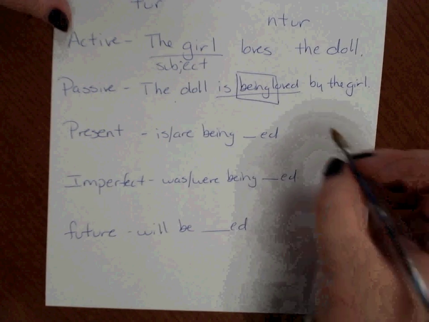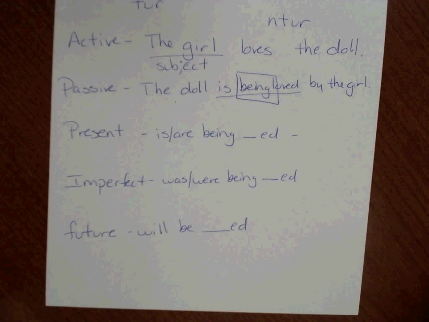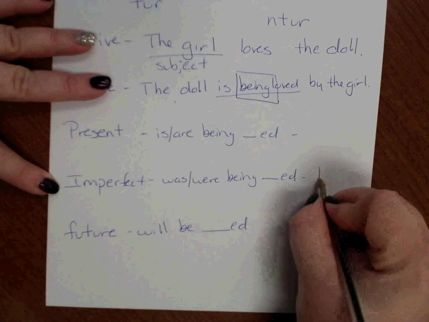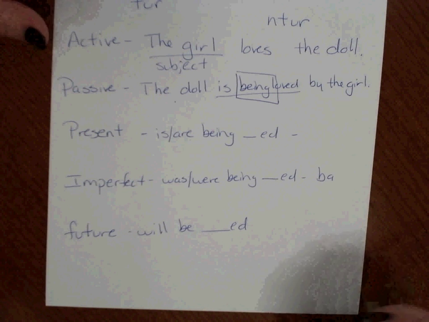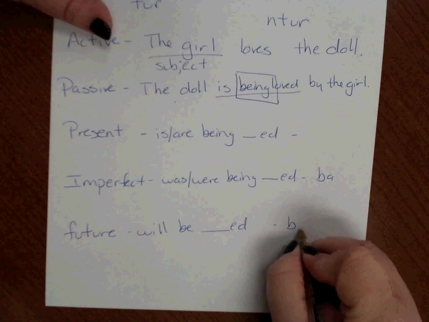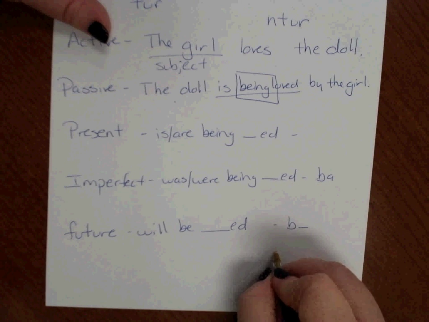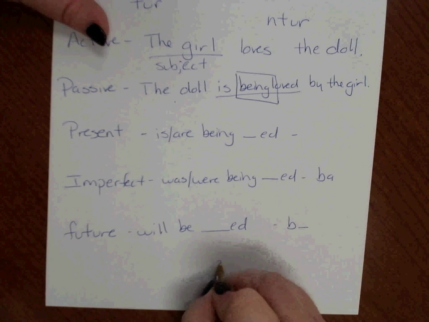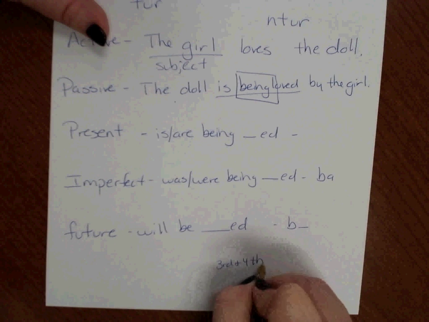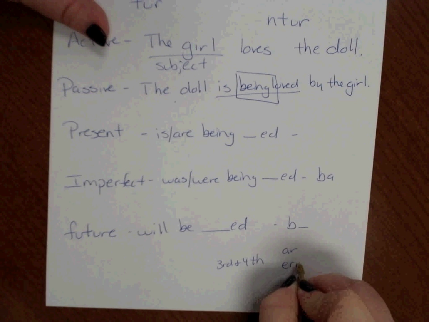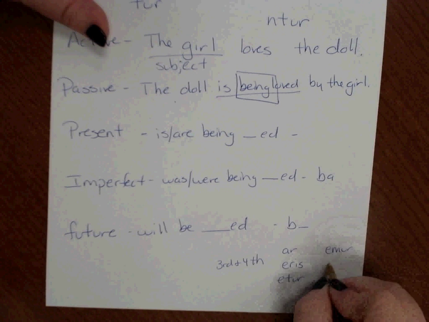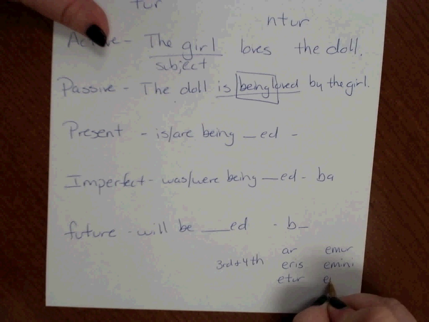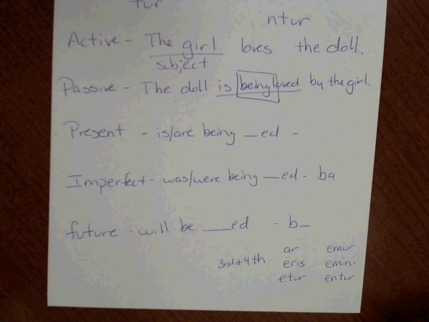Okay, so then you're talking about, well, what are the letters that mark the tenses? Imperfect is always marked by -ba-. And remember, right now we're talking about regular verbs. For the future, it's marked by -b- and something else, or the endings for third and fourth conjugation, and I'm just going to write this right here: -ar, and then -eris, -etur, -emur, -emini, and -entur. Okay, so you've kind of got to be comfortable with the dictionary entry in order to find them.